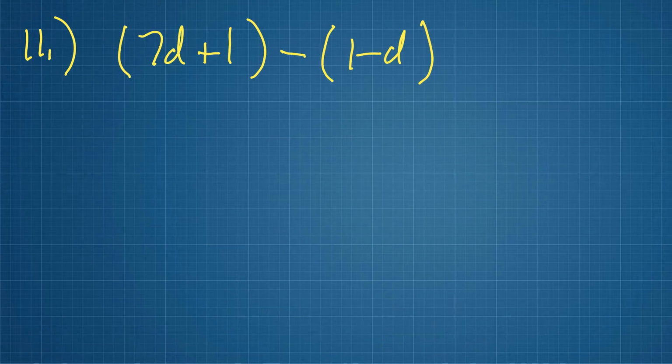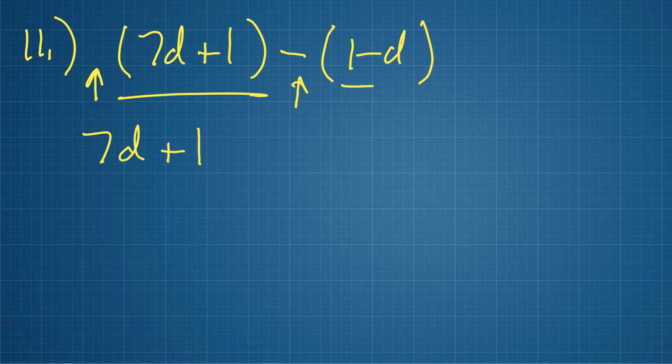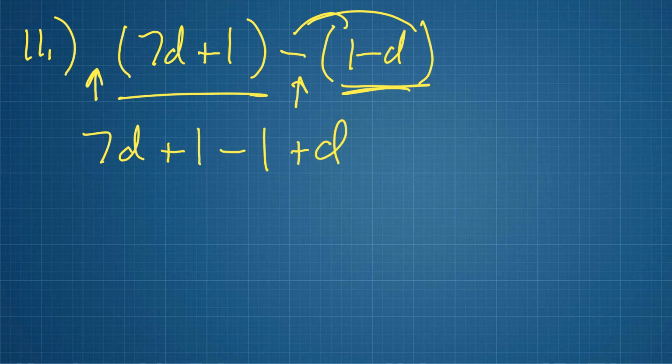Okay? Alright, so I'm going to make the parentheses go away first. I look at this set of parentheses. There's nothing in front of it, so none of the signs change. It just turns into 7d plus 1. I look in front of this set of parentheses. There's a negative sign, which means I change both signs. I had a positive 1, I make it negative 1. I have a negative d, I make it positive d.